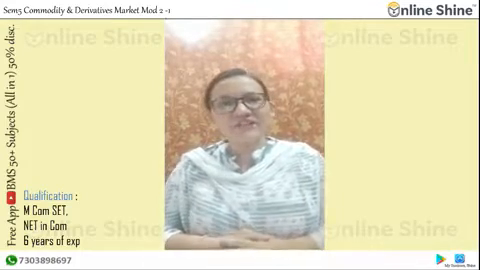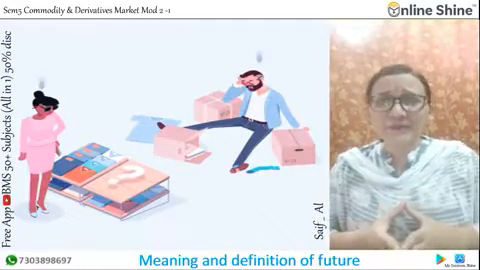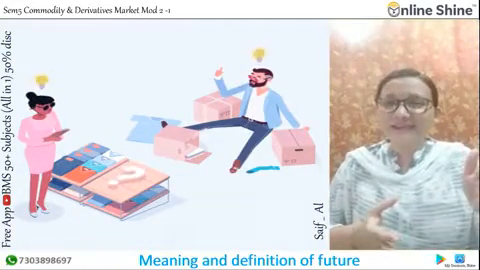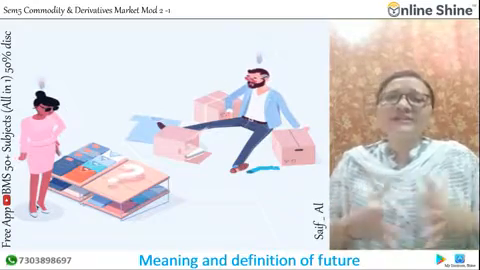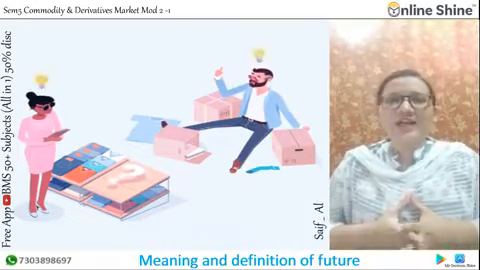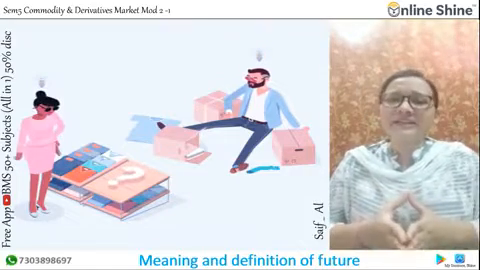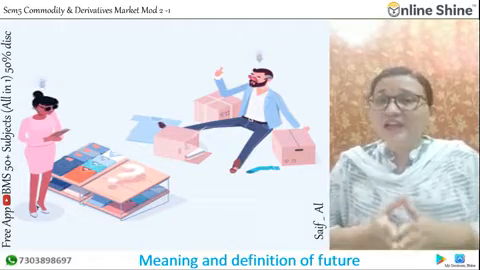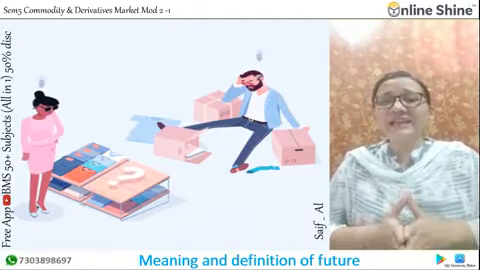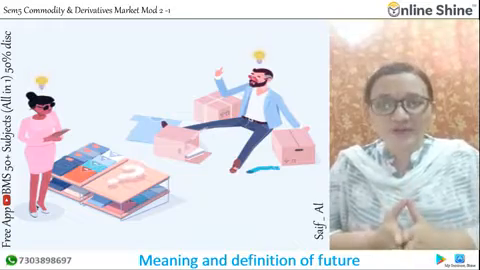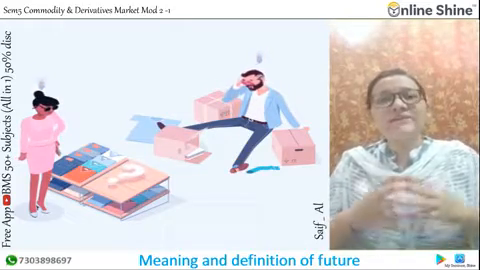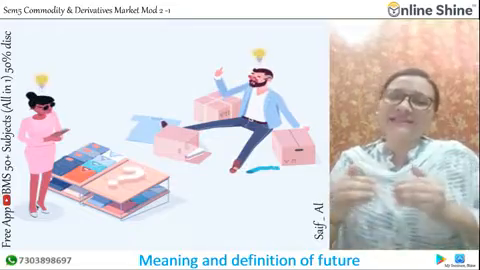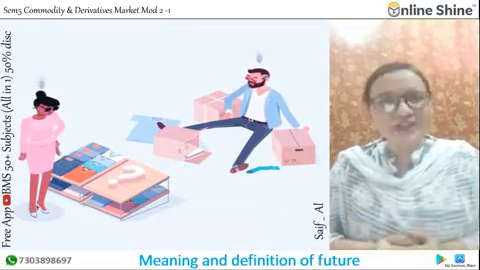So let's start with the definition and the meaning of futures. A future in the financial market is a legal agreement between the parties, that is the buyer and the seller, for the underlying asset or a security at a predetermined price at a specified time in the future. So if any person enters a futures contract, both parties have predetermined the price and the time for the futures contract.